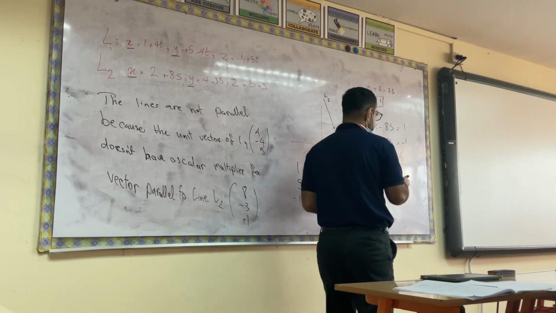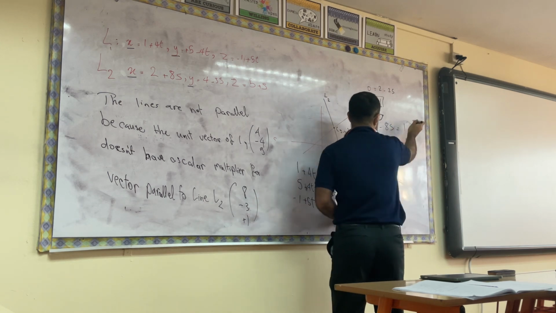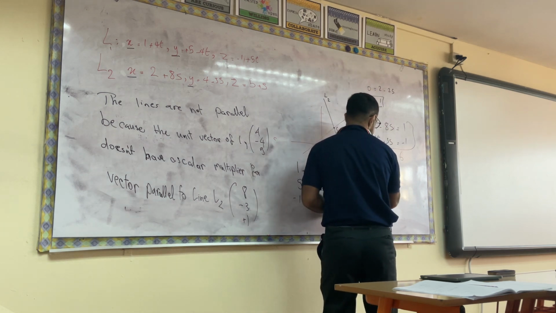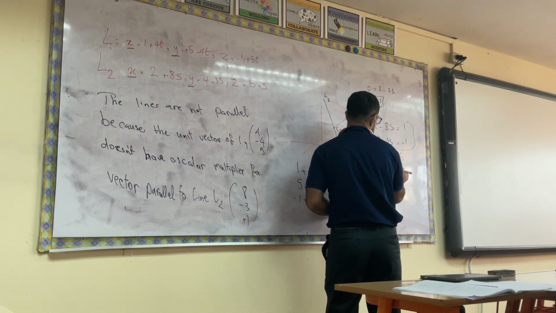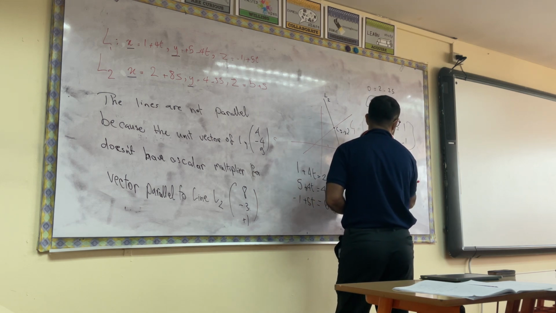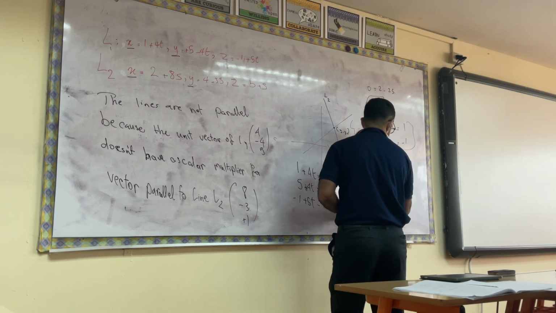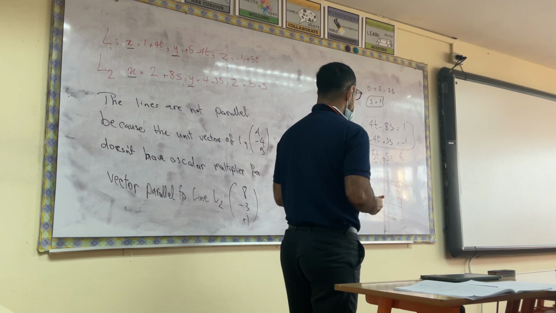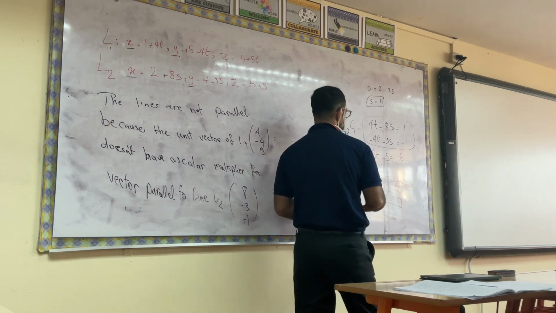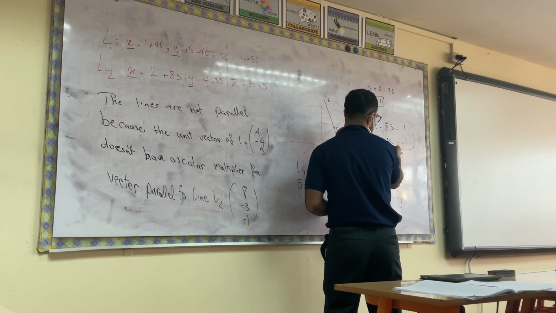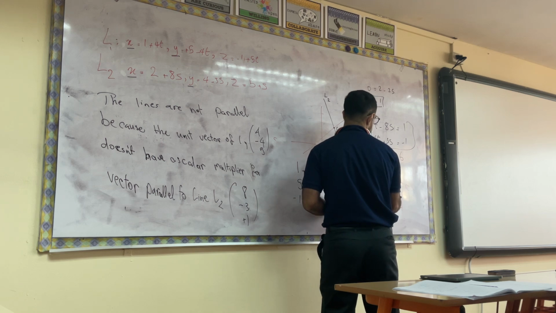Now I'll take the first 2 together and add them. 4t minus 4t is 0t. Negative 5s equals 0, so s equals 0. And now substitute back into any of them. For example, 4t equals negative 1.